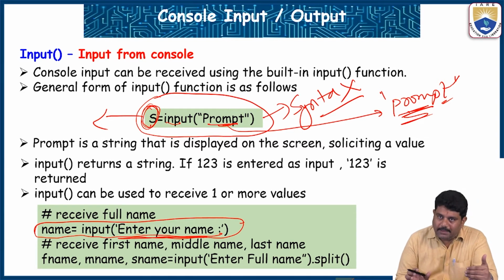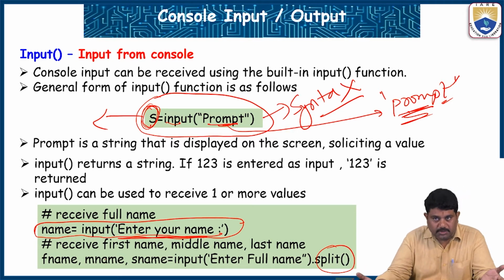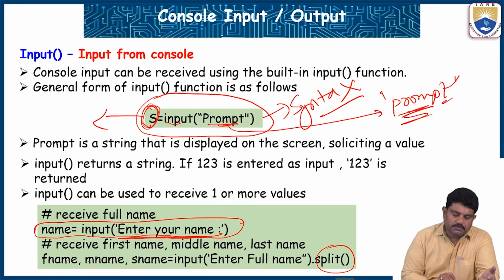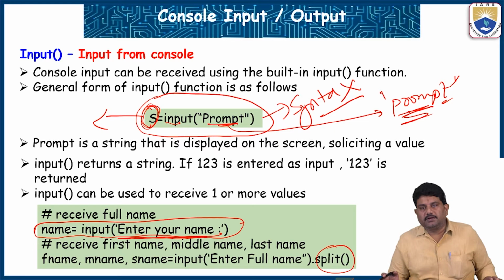Not only a single parameter, we can also enter multiple values. See here, receive first name, middle name, last name: f name, m name, s name equal to input, enter full name, dot split. The split function I will explain later. When you enter the full name, that full name will be split into three parts, if there are three parts. Otherwise, it is split into two parts and saved in the appropriate location. First name, next middle name, and surname. Like that, it splits automatically and stores those values into these variables.